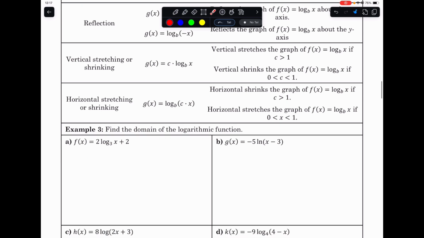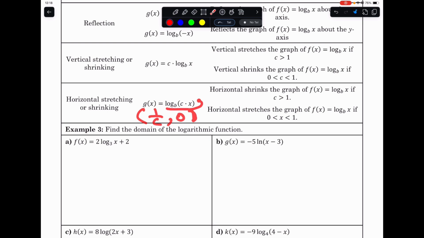And then we have the horizontal stretch and shrink. That will multiply the x value with that constant c inside the parentheses. This does affect, well, not the domain, I'm sorry, it does affect the x-intercept. So whatever this value is, the x-intercept is going to be located at the reciprocal of that value. So 1 over c and then 0.